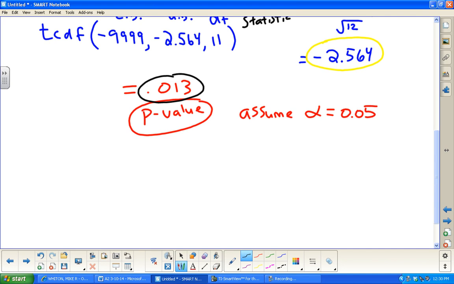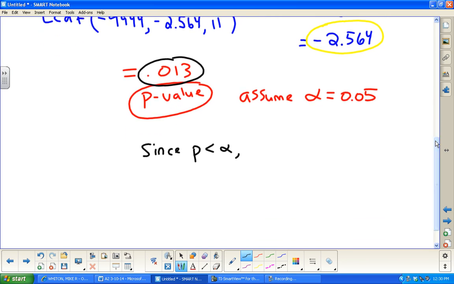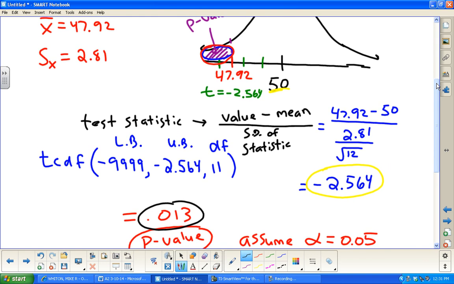So here's your conclusion then. Since p is less than alpha, the thing that happened based on our sample was very unlikely. Since we got that, we will reject H0. Because again, here's the whole thought process. All of this was based on the mean being 50. We did this entire process assuming that was true. We got a sample. Our sample mean was 47.92.